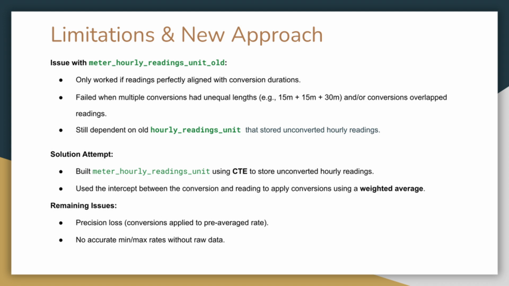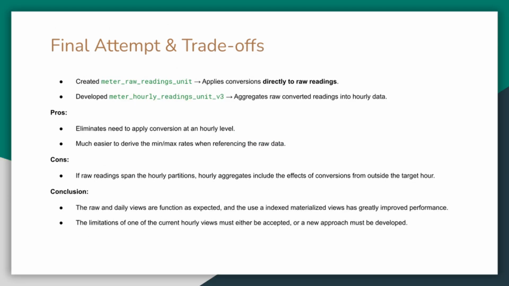This solved the aforementioned issues, but further testing revealed that there was a loss of precision due to applying conversions to an average hourly rate. It was also impossible to derive accurate minimum and maximum ranks without referencing the raw data. To address this loss of precision, we created an additional materialized view that applied conversions directly to the raw readings and stored the results.